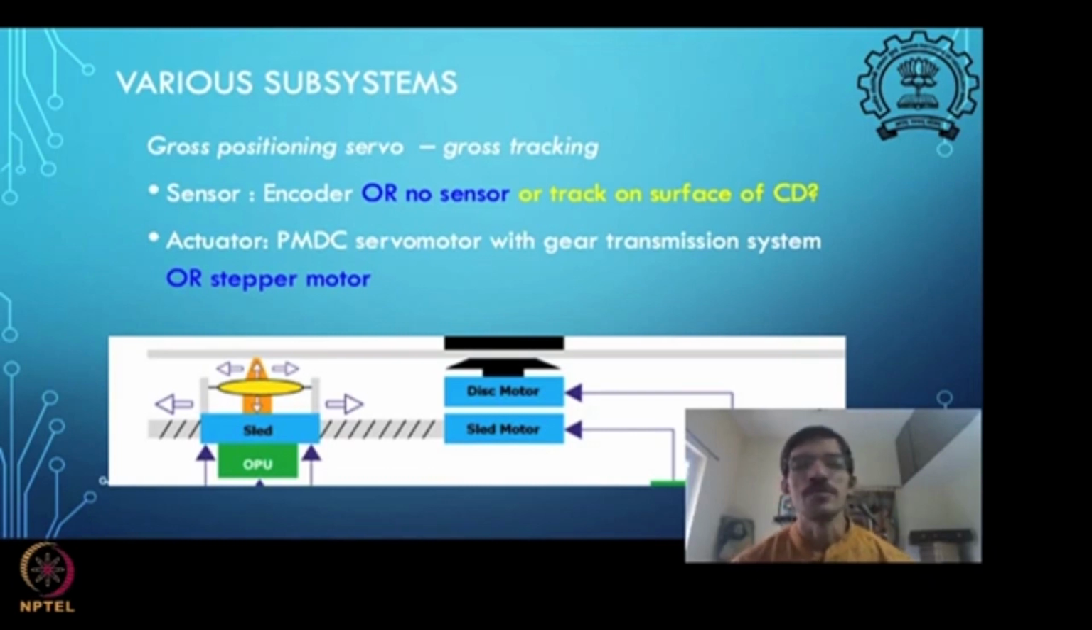Okay, so for these questions, we can have, say, sensors, some encoder possibility, or we can make use of the track on the surface of the CD itself to see if we can use that as a sensor. So actuation, what kind of actuation can you have? Some CD-ROM drives have a servo motor possibility. Servo motors are used as actuators. Some others use stepper motors as actuators. So things like that are possible for cross positioning.